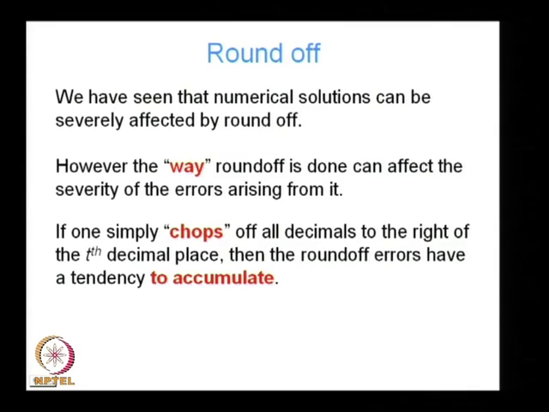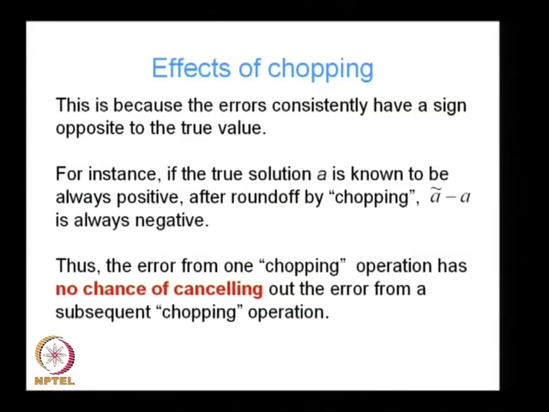Suppose our number has s digits, but if we chop it off after the 10th decimal place, then all the numbers which follow the 10th decimal place get removed from our numerical solution. But if we do this chopping arbitrarily, then we will see that these round off errors have a tendency to accumulate.